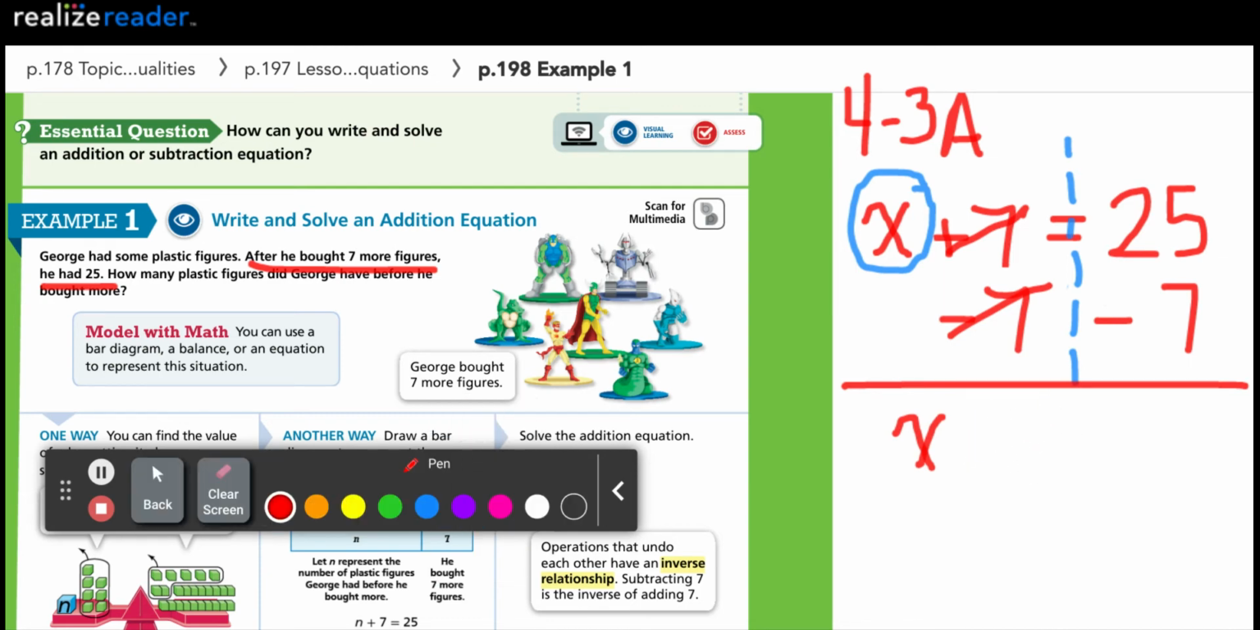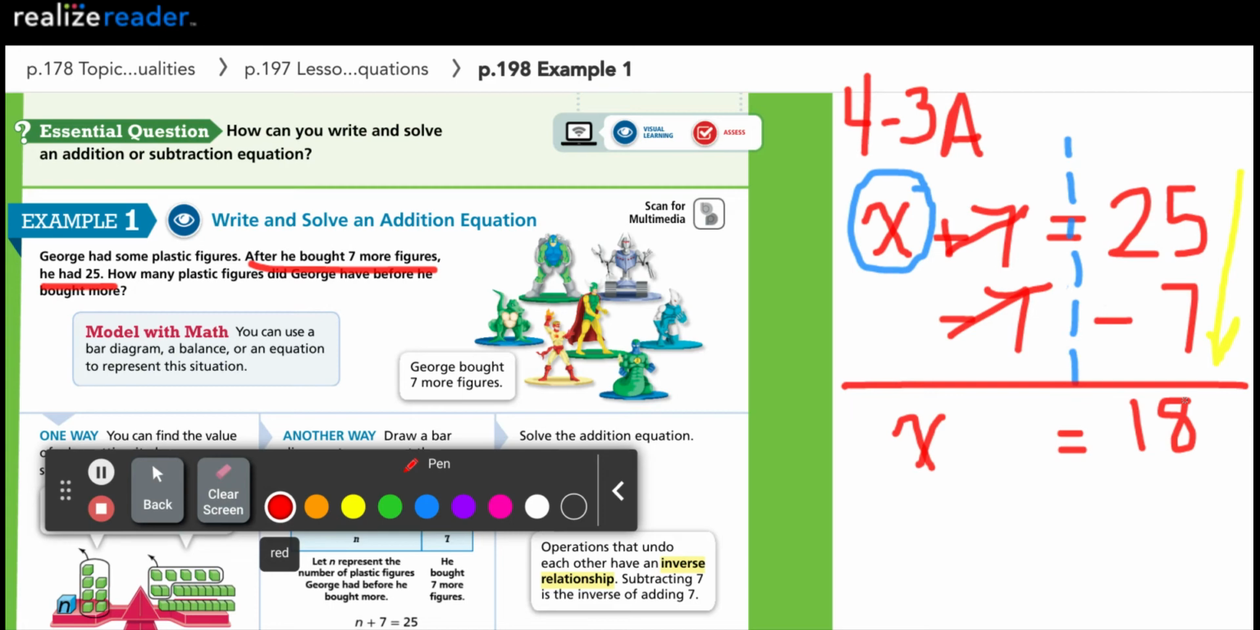Let's bring down the equal sign. So I have x equals, and now on the right side of the equation, I'm going to read it from top to bottom. Well, what's 25 minus 7? 25 minus 7 is 18. So my answer here is x equals 18. That means that George had 18 figures before he bought 7 more.